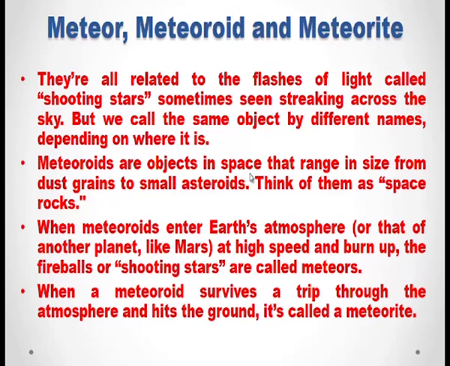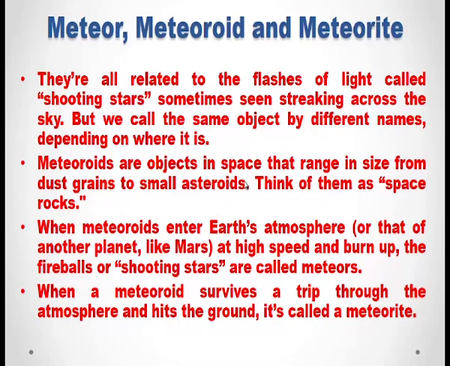We call the same object by different names depending on where it is, as I told. Meteoroids are objects in space that range in size from a dust grain to a small asteroid. As I told earlier, asteroids are rock-like objects. You can think of these meteoroids as space rocks.